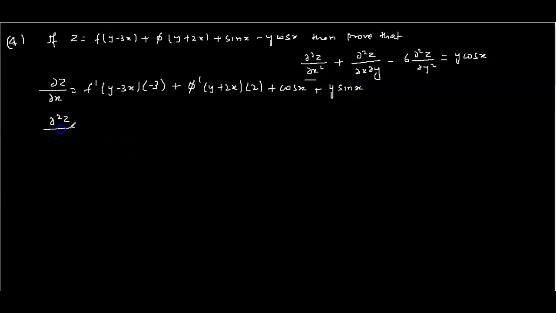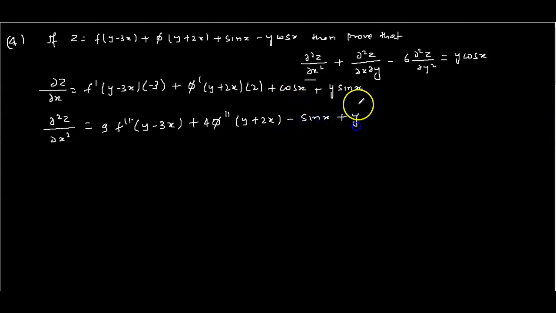Now this one with respect to x again. So this becomes f double dash of (y minus 3x) and minus 3 into minus 3, so this becomes 9, plus phi double dash of (y plus 2x) into 2 again, so 2 becomes 4. Cos differentiation is minus sin of x, and here y is a constant, and sin of x differentiation is cos of x. So this is the first part of this one.